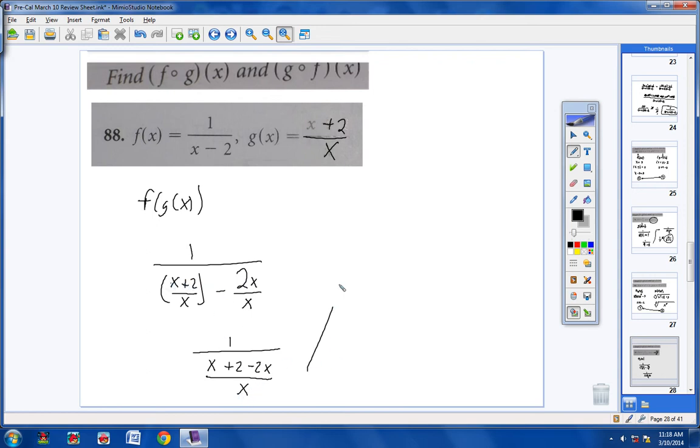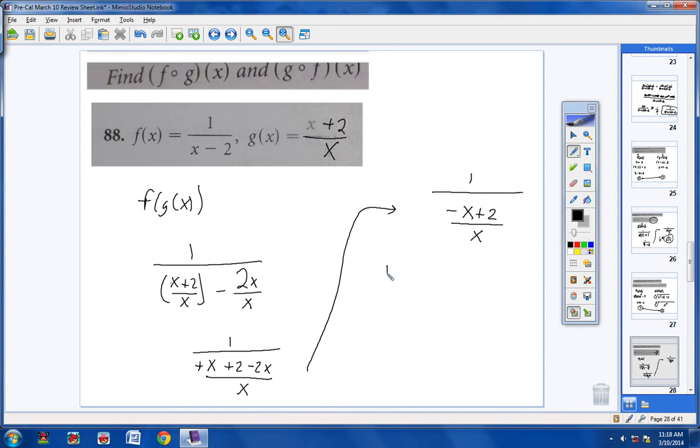Now, I can simplify x plus 2 minus 2x, this expression right here that I've circled. Now I would have 1 over negative x plus 2 all over x, because a positive x and a negative 2x is a negative 1x plus 2. And now you should know what to do.